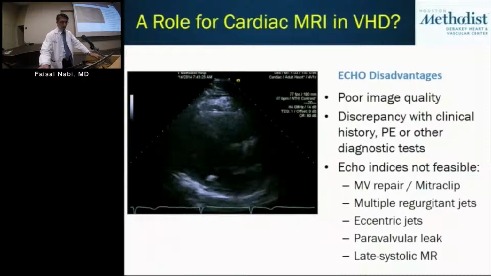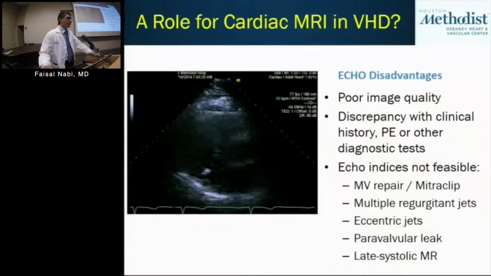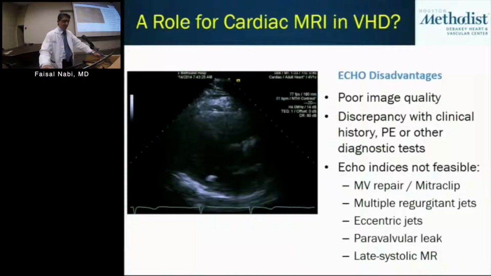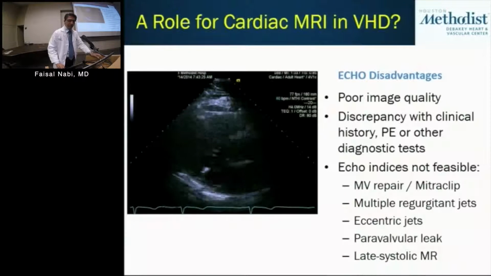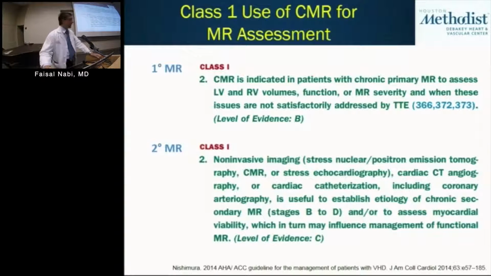And I think there's a whole host of issues, which Steve also hit upon, where echo indices have difficulties, and we have to be aware of that. This is a real role for cardiac MRI. For example, in mitral valve repair cases, those who have a mitral valve clip, those who may have multiple regurgitant lesions, those who have eccentric lesions, paravalvular defects, and specifically also late systolic mitral regurgitation, such as in patients with, I'm sorry, mitral valve prolapse. So just quickly to hit upon what the guidelines state, this is all from the 2014 guidelines where Dr. Nishimura is the lead author. For both primary and secondary mitral regurgitation, CMR has a class 1 indication, usually when issues are not satisfactorily addressed by transthoracic echo.